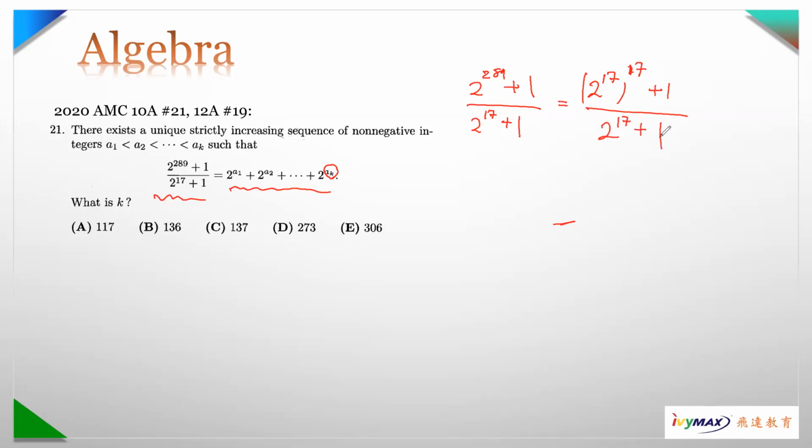Since this 2 to the power 17 shows up twice, I prefer to substitute it with another variable, let's say x. So I set 2 to the power 17 equal to x. In this way I can make the expression on the left a little neater. That can be written as (x to the power 17 plus 1) over (x plus 1).